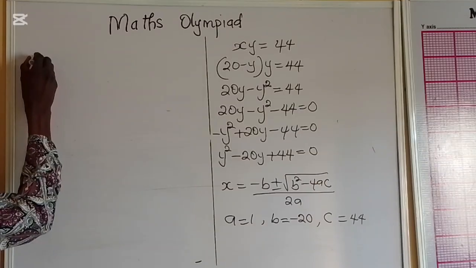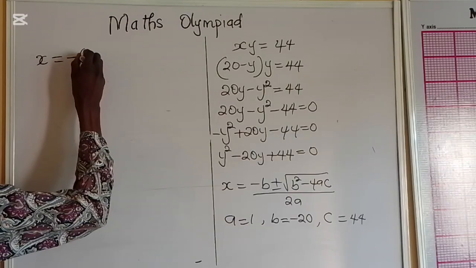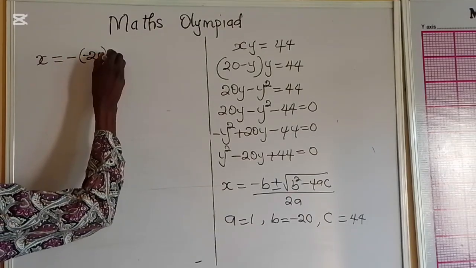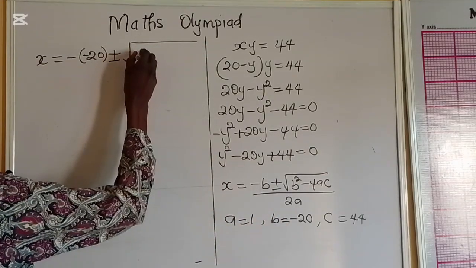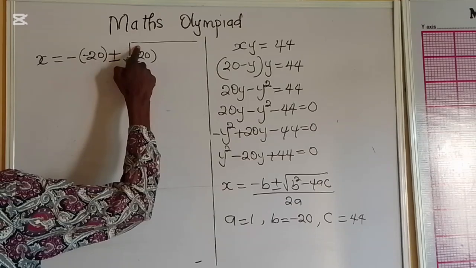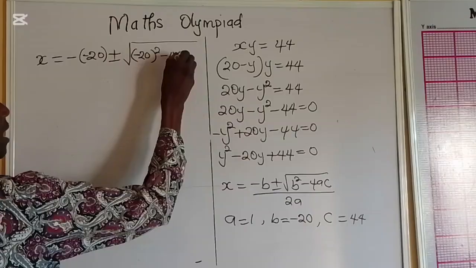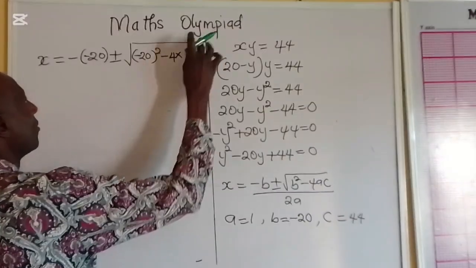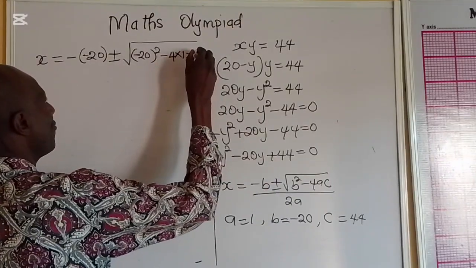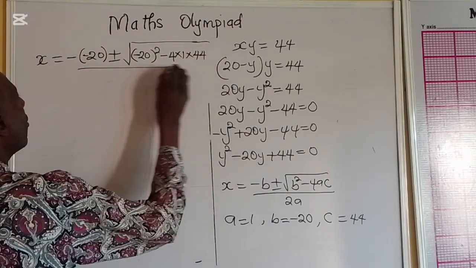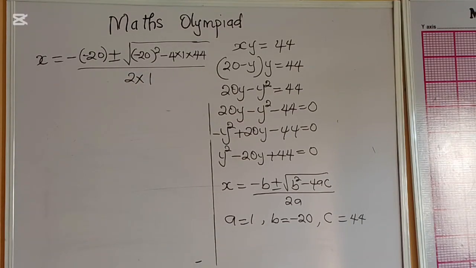Now, here x is equal to minus, what is b there? It is minus 20, and you put it in a bracket, plus or minus the square root of b squared, which is minus 20 squared, minus 4 times a, which is 1, times c, which is 44, all over 2 times 1, because a is 1.